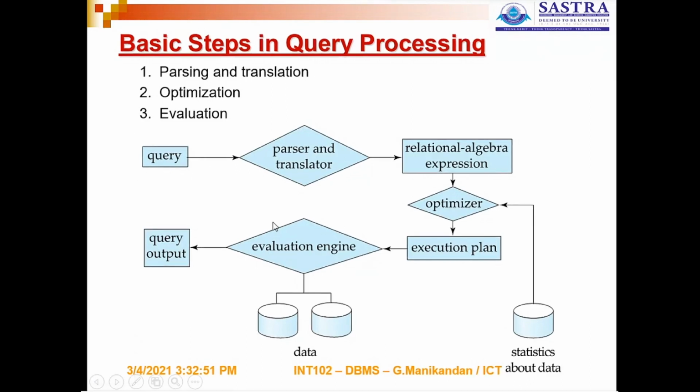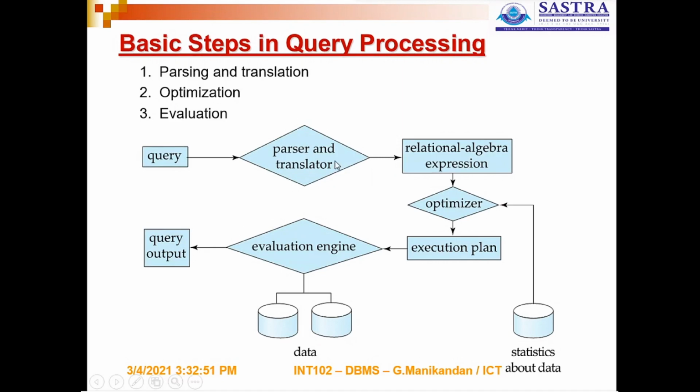Suppose you assume that you have a table called student. I want to view all the content from the student table. So the simple query will be select star from student, or select register number from student if I want to retrieve only the register number from the student table. So simply I can write select register number from student.